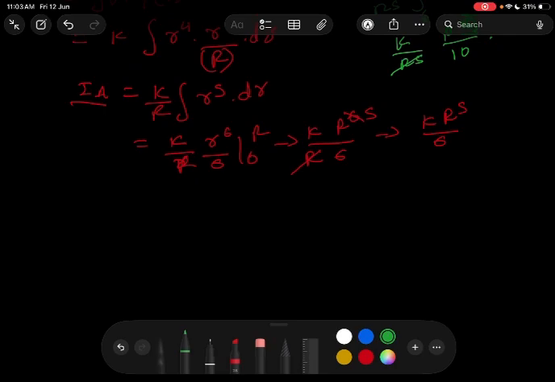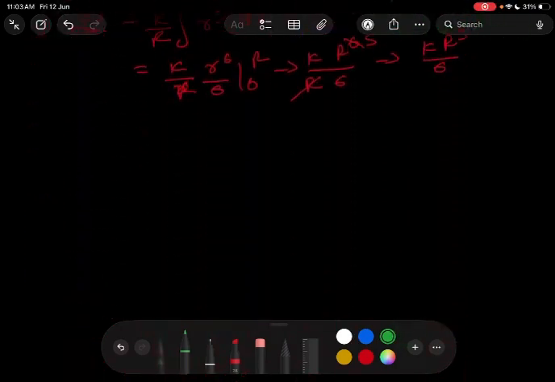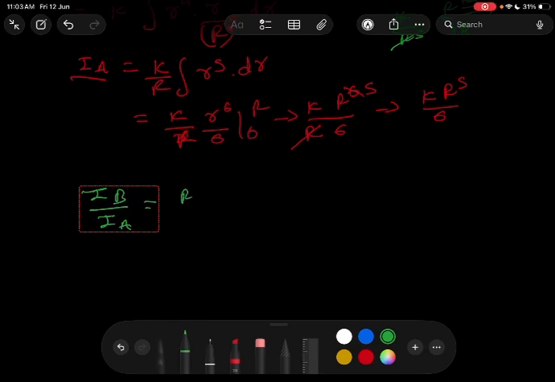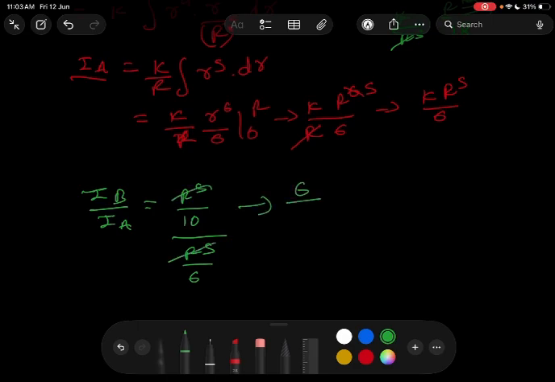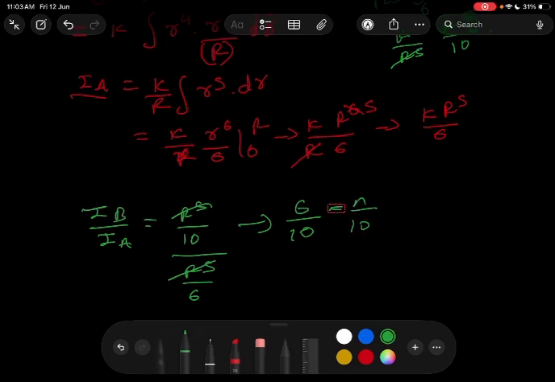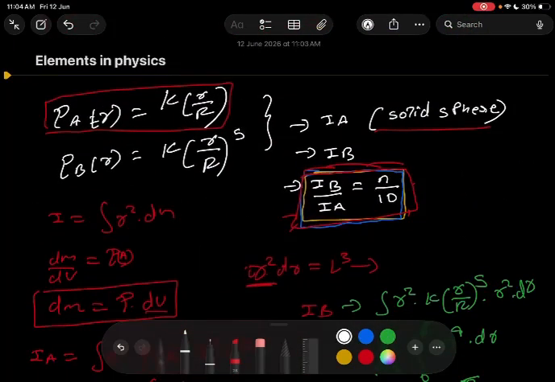Yeah. So now they are asking us IA by IB, IB by IA. IB by IA. What is IB? R power 5 by 10. Obviously there is k, I am just not putting it. And IA is R power 5 by 6. So it is 6 by 10. Now if we compare, that's the option we got. Now, that's it for today's video.